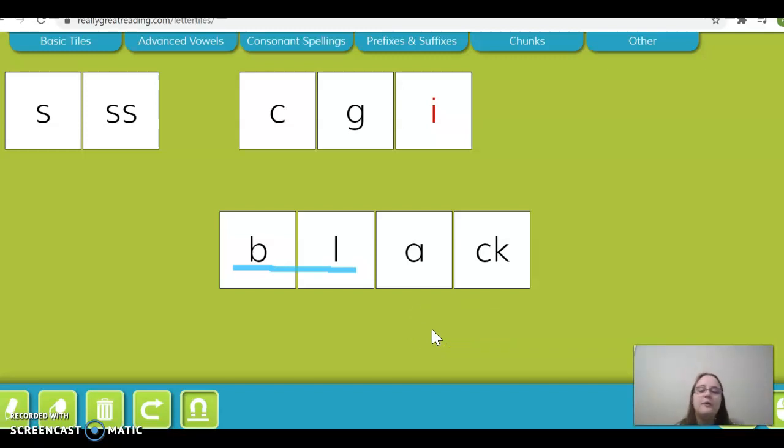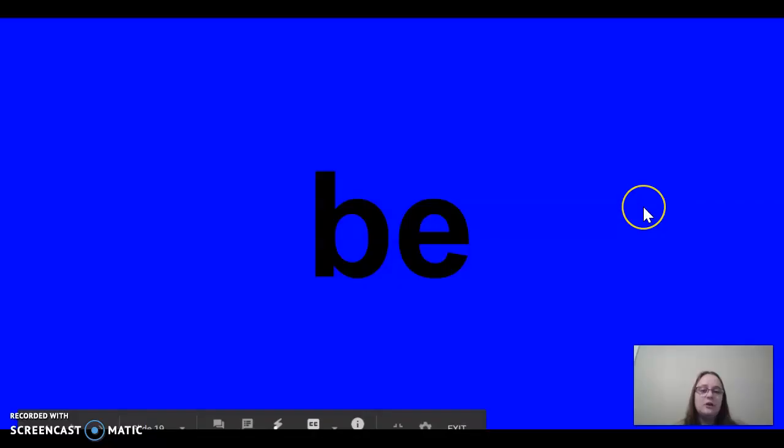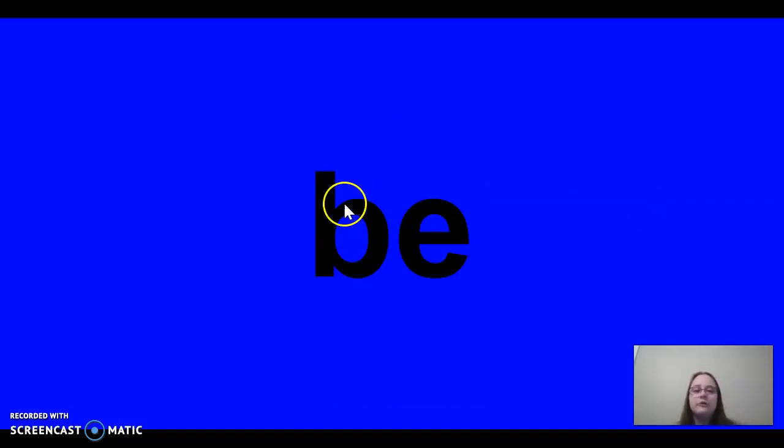So, friends, we're going to head on over, and we're going to learn 4 new high-frequency words today. Okay, friends, we have 4 new sight words today, and remember, we're going to read, spell, and write them. So here we go. Our first sight word is be. Like, there will be some rain today. So we're going to read it 3 times all together. Here we go. Be. Again, be. One more time. Be.